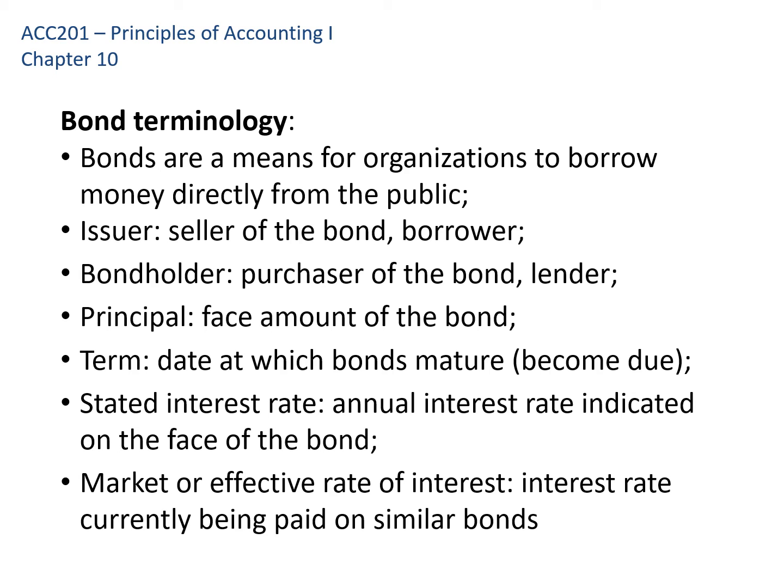The stated interest rate is the interest rate that's indicated on the face of the bond. So if you were to buy a $1,000 bond for SPSEC's Health Center, it might state on there that it pays 3.5% interest. So that is the interest payment that you'll receive either every 6 months or every year, depending on the terms of the bond.